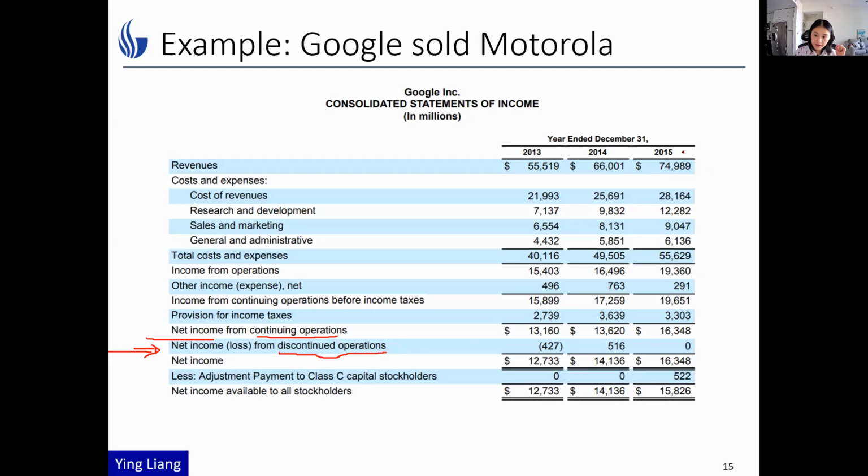In 2015, the number is 0. But in 2014, there is a positive 516. And in 2013, there is a negative 427 for this net income or loss from discontinued operations. What is it?